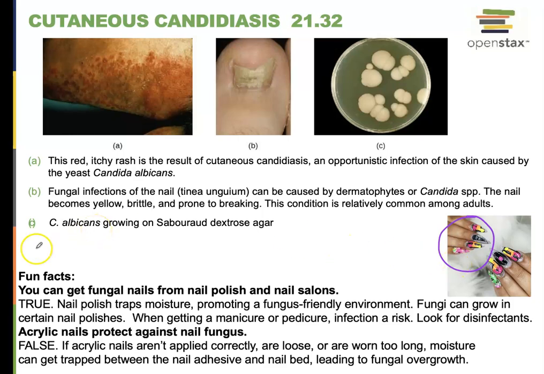All right, so you can get fungal nails from nail polish and nail salons. Yes. Okay, so something to think about, and that's why nail salons are so tightly regulated with their equipment. They have to go into that disinfectant. But really interesting, I did not know that they can actually grow in some of our nail polishes. So we want to make sure that where you get a mani-pedi is clean. And the claim that acrylic nails protect against nail fungus is incorrect. It actually is going to be worse for the nails, harboring the candidiasis.